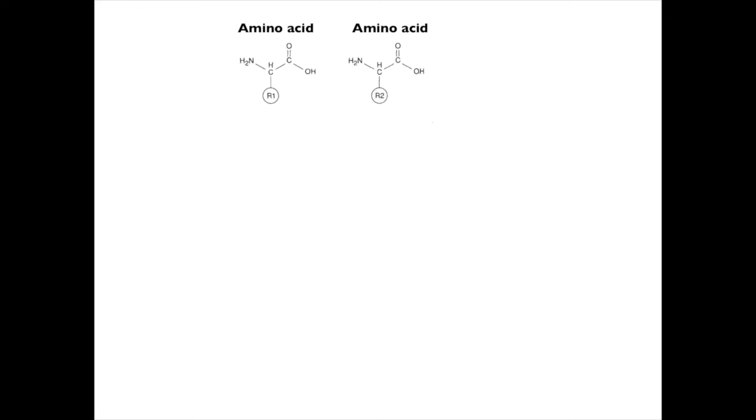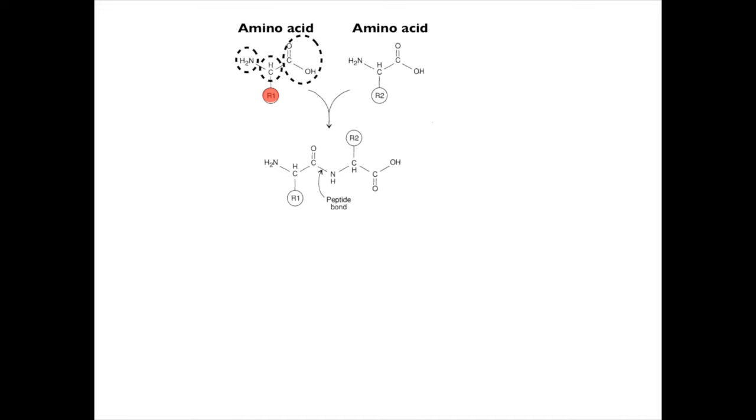All amino acids have a central carbon atom that is covalently bonded to four molecular groups: a hydrogen atom, an amino group, a carboxyl group, and a variable group called an R group. The R stands for residue. The differences among amino acids result from the different R groups bound to each amino acid.